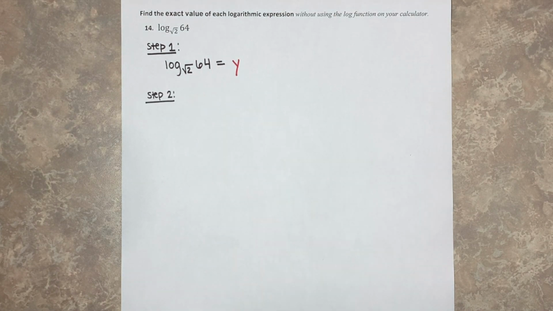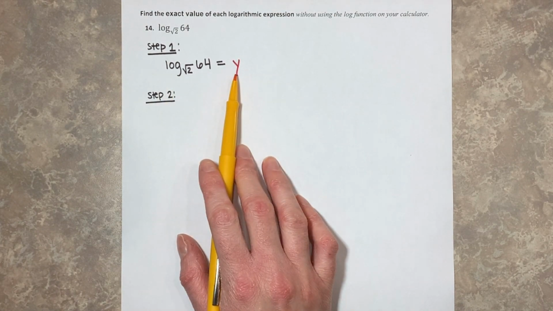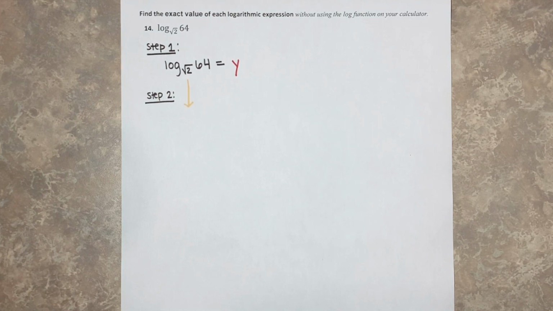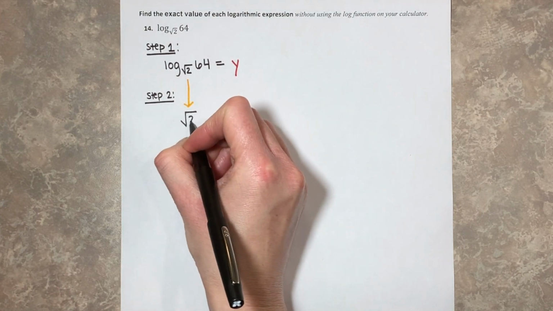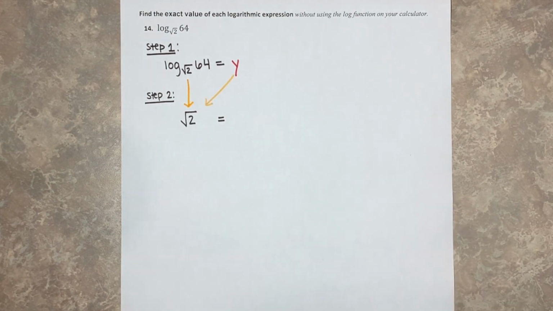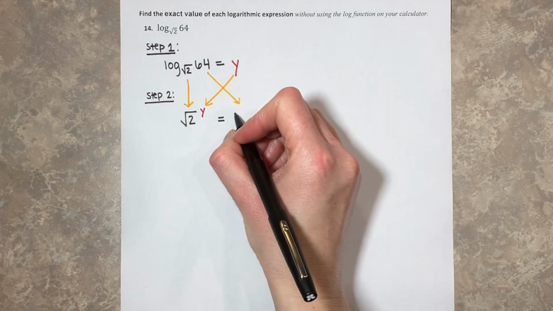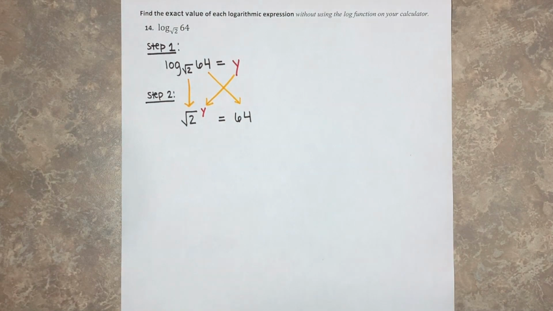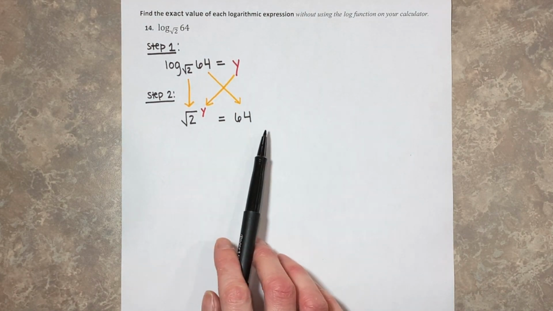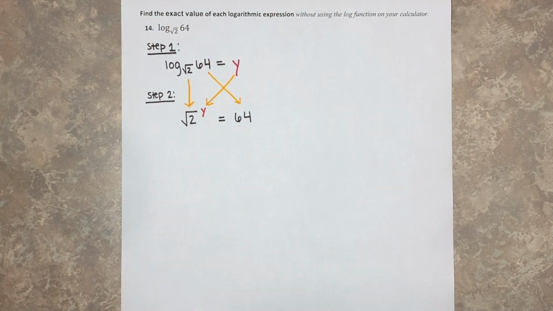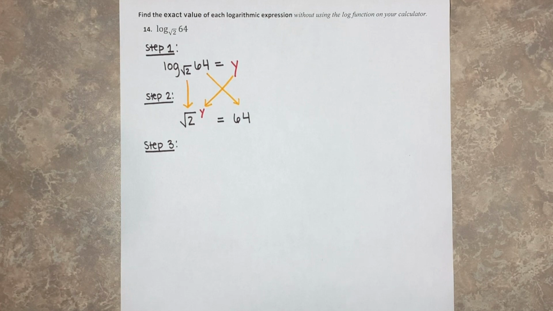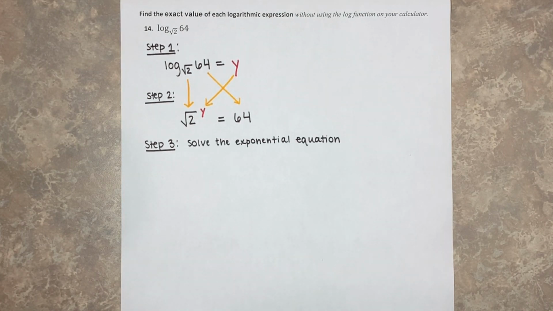Step 2, we're going to rewrite our logarithmic equation in exponential form. So square root of 2 is our base, y is our exponent, and 64 is the argument, which we place here. Now that we've written our problem in exponential form, let's move on to step 3. In step 3, we want to solve our exponential equation. The first step of solving an exponential equation is to write both sides using the same base.